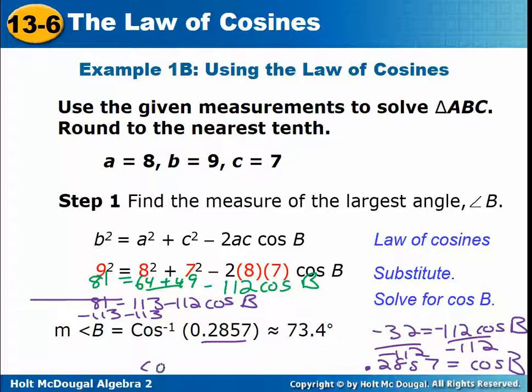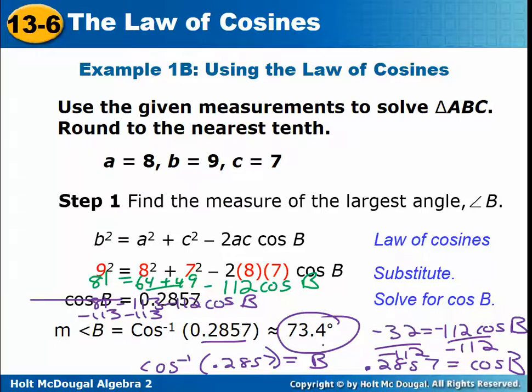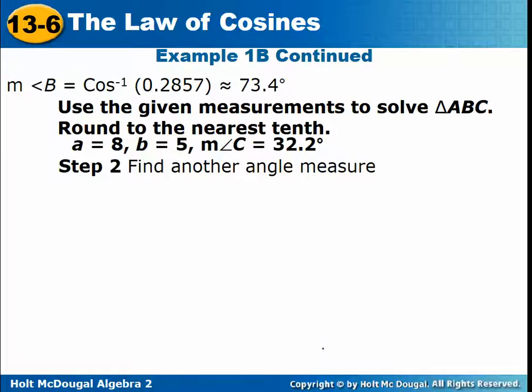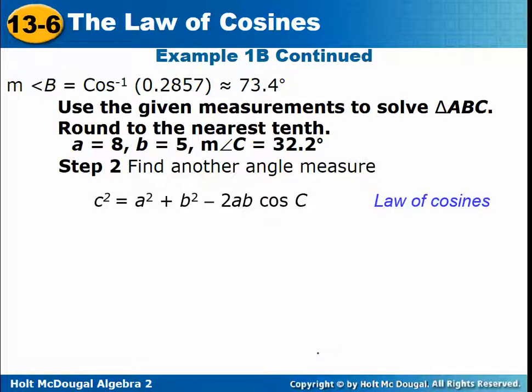So the inverse cosine of that, 0.2857, that's what's equal to angle B. And if you use your inverse cosine on your calculator, you'll find that that's 73.4. So that's your first angle. Then you can use the law of sines to find the second angle, or you can use the law of cosines again. It's really up to you at this point if you want to use the law of cosines again, or if you want to switch to law of sines. As soon as you know one angle measure, you could use law of sines to find the other angle measure.